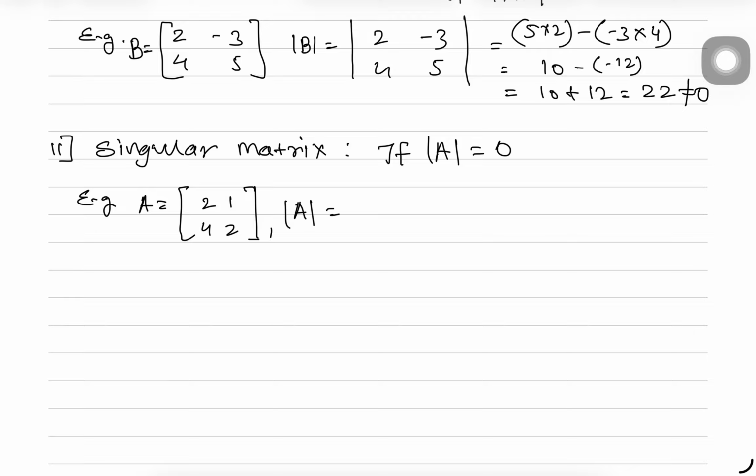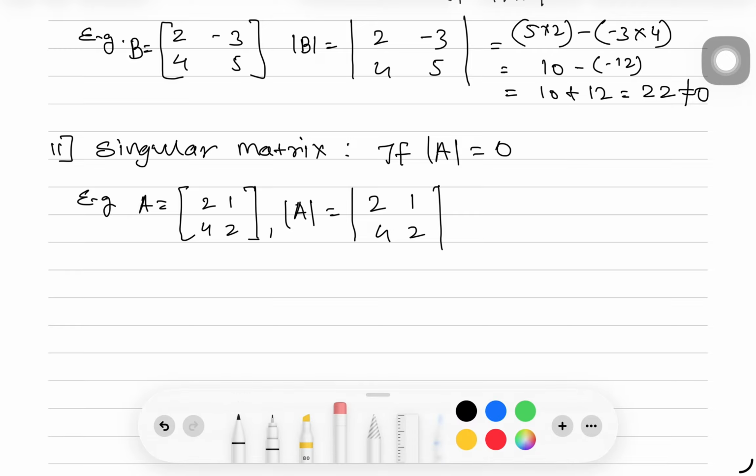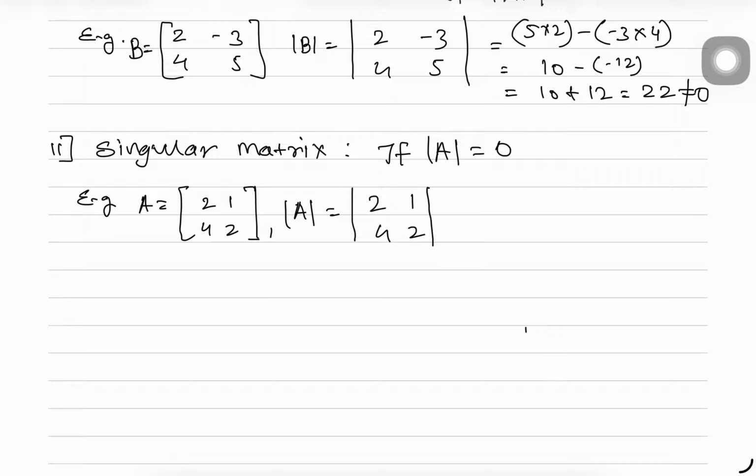The determinant of A is 2 1, 4 2, which is 2 twos are 4 minus 4, equal to 0. Which is equal to 0, so it is known as a singular matrix. So A is a singular matrix.